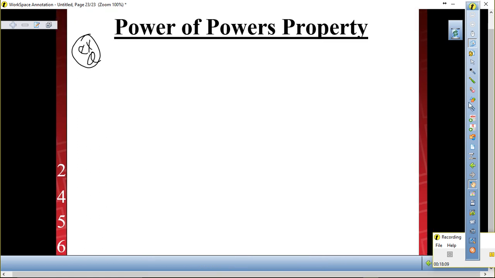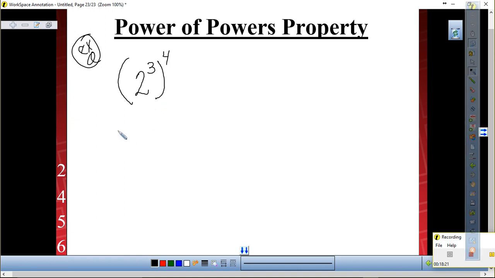Power of powers property. Write this down: parentheses, 2 to the third power, close parentheses, to the fourth power outside. Underneath that, I want you to write parentheses, x to the second power, close parentheses, and outside to the fifth power. I know, right? Underneath that, I want you to write parentheses, 3 to the fourth power, close parentheses, and outside of that to the fifth power.